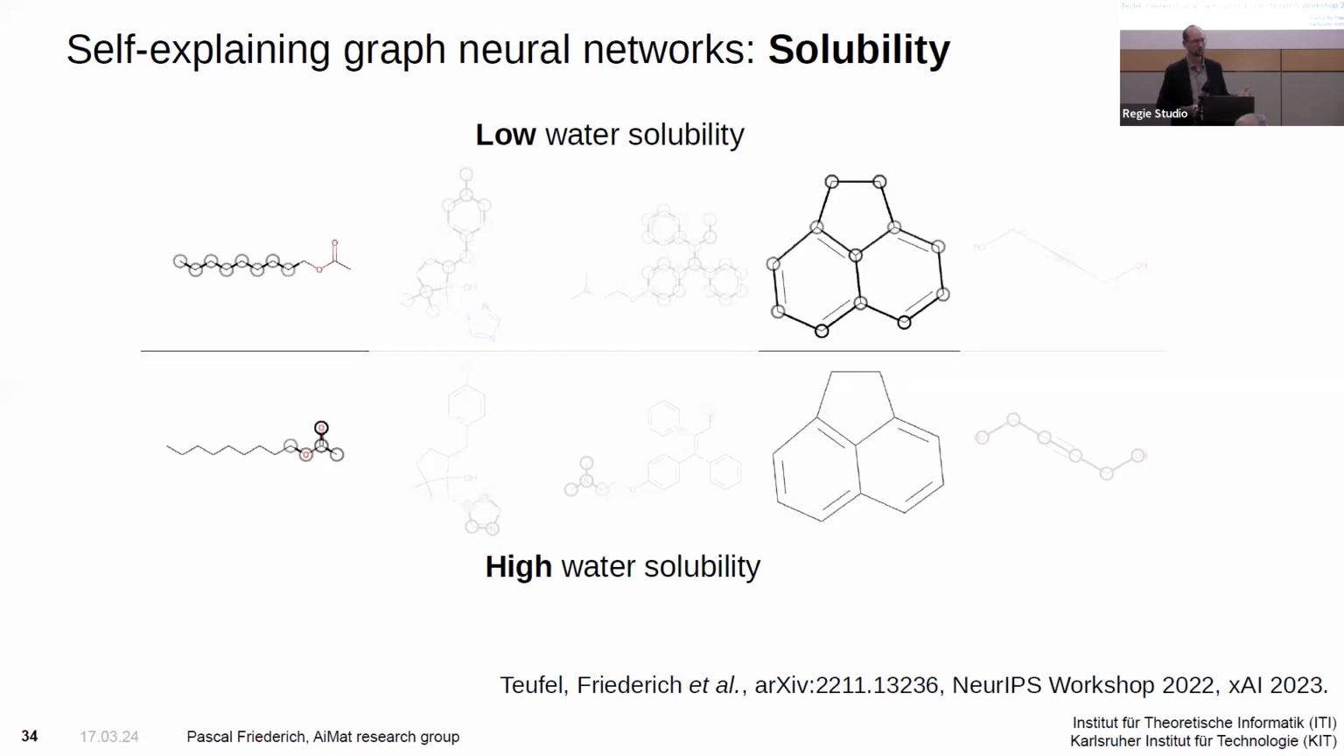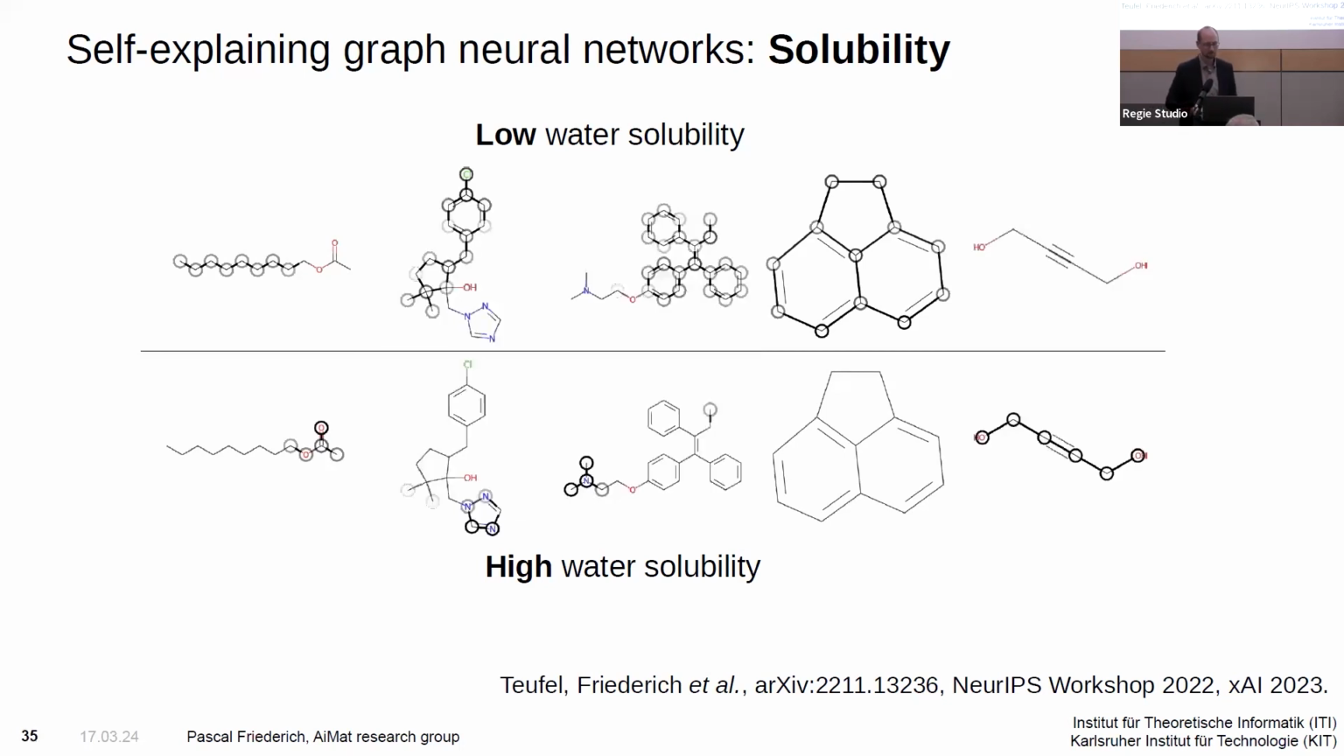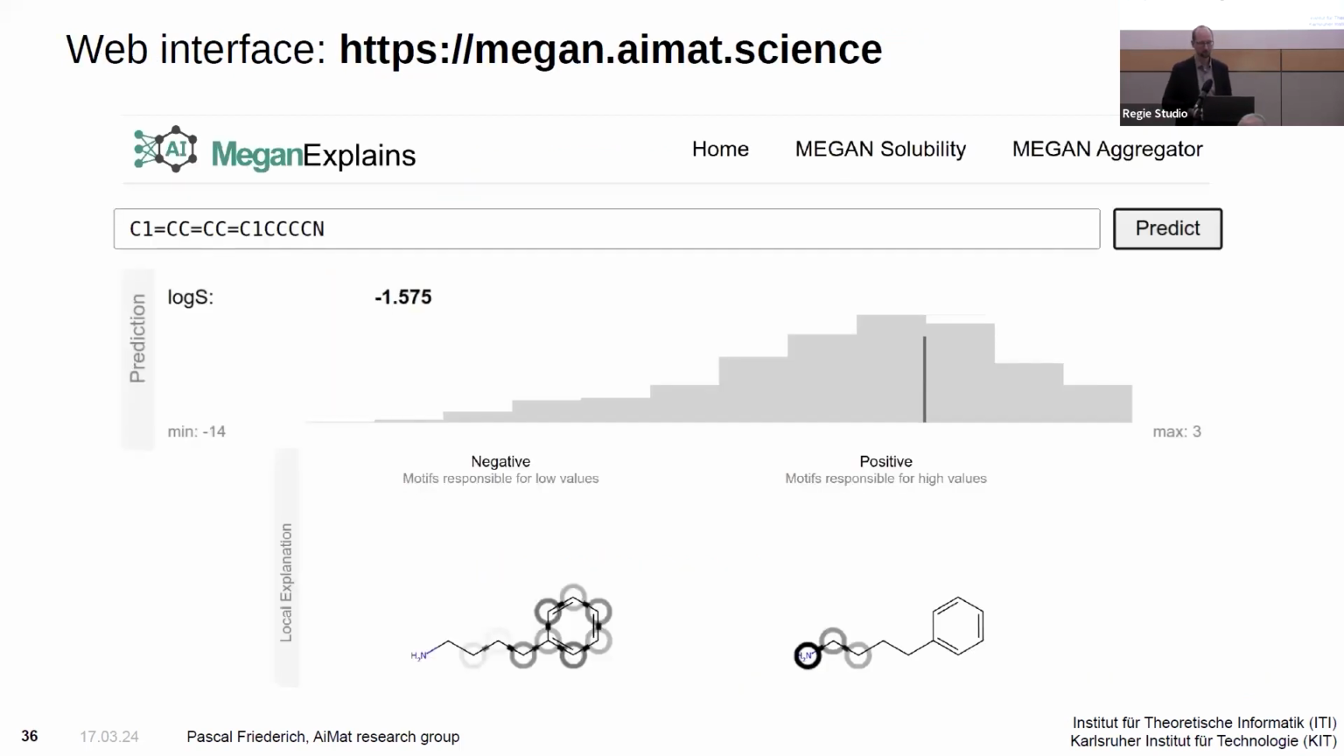For another molecule, this looks completely different. Here, this molecule is highly insoluble in water, and here the model says basically the entire molecule. There's nothing in the molecule that increases the water solubility, so everything is responsible for low water solubility. This works for a lot of different molecules and also other types of materials. So we can basically learn from the model what is relevant for a given prediction.